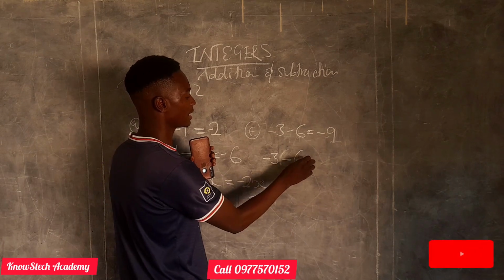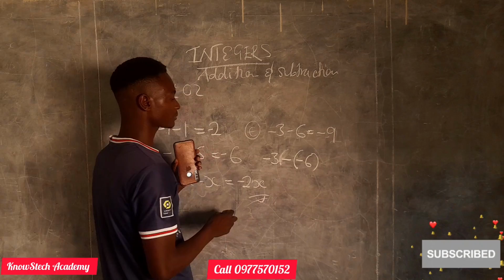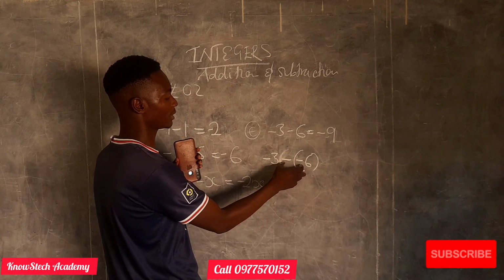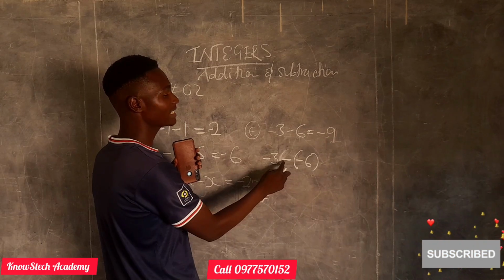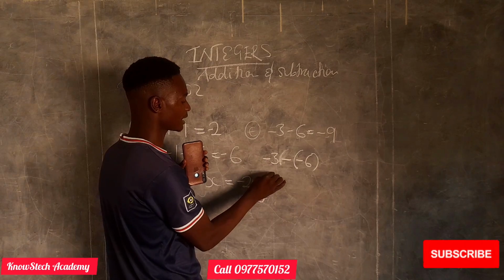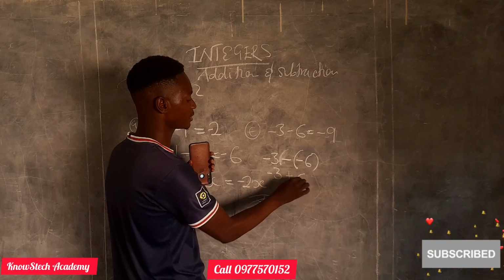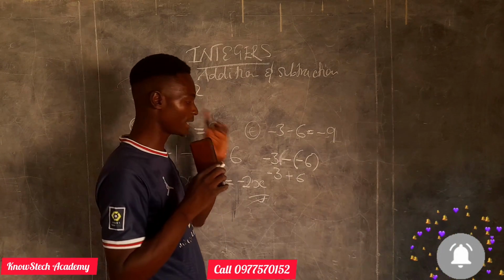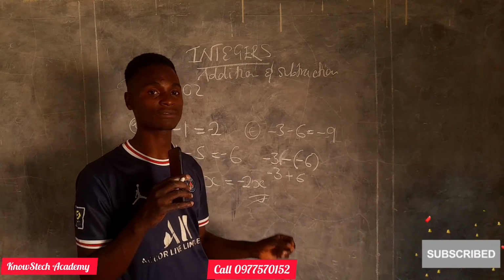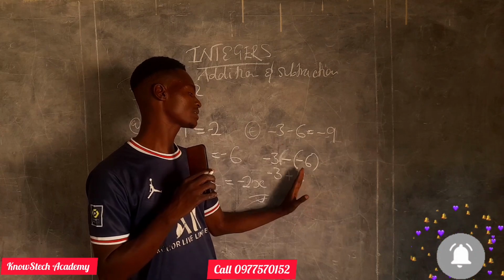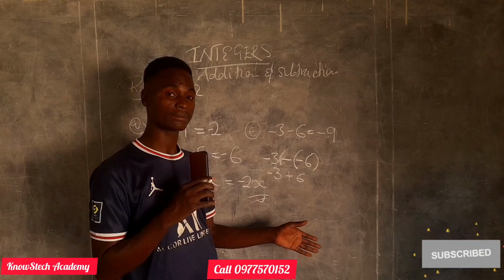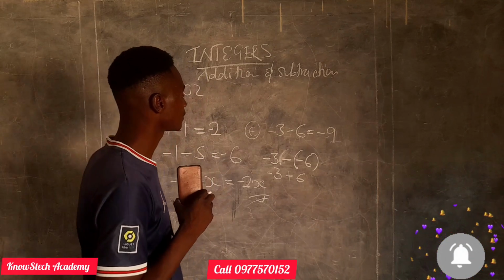minus -6. So first thing is to work on here. Negative times negative is positive. So you have -3, +6. Then the first rule applies. When you have two numbers with different signs, you subtract, then get the sign from the bigger number. It will be just 6 minus 3, 3. The sign is +3. Okay, that's positive.